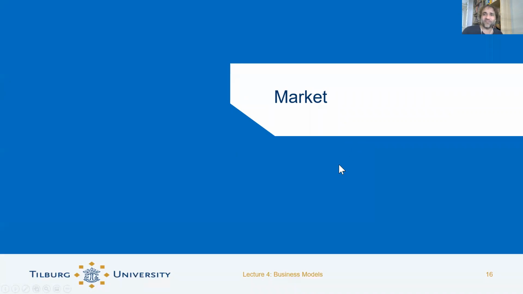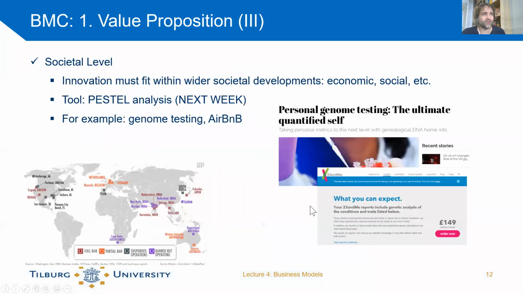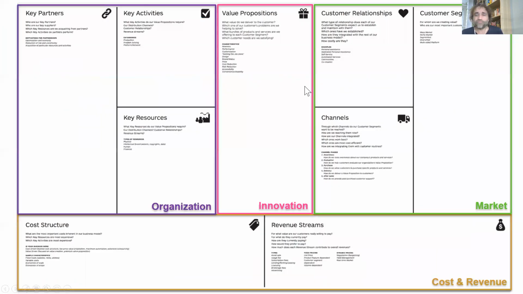Okay, then I will switch over to the market level, to the market part of the business model canvas. So let me go back one more time. At the market level, you think of a business model in terms of the customer relationship, the customer segments, and the channels.